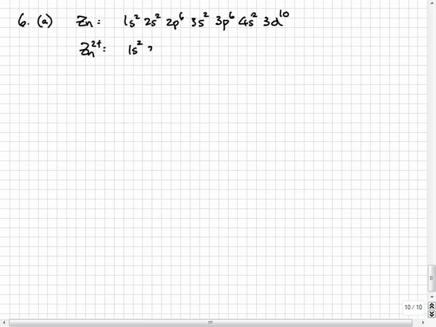6A. Metallic zinc is in the fourth row. It should have the electronic configuration 1s2, 2s2, 2p6, 3s2, 3p6, 4s2, and 3d10. When zinc is ionized, the two electrons come from the 4s orbital. So the electronic configuration of Zn²⁺ should be 1s2, 2s2, 2p6, 3s2, 3p6, 3d10, but 4s0.